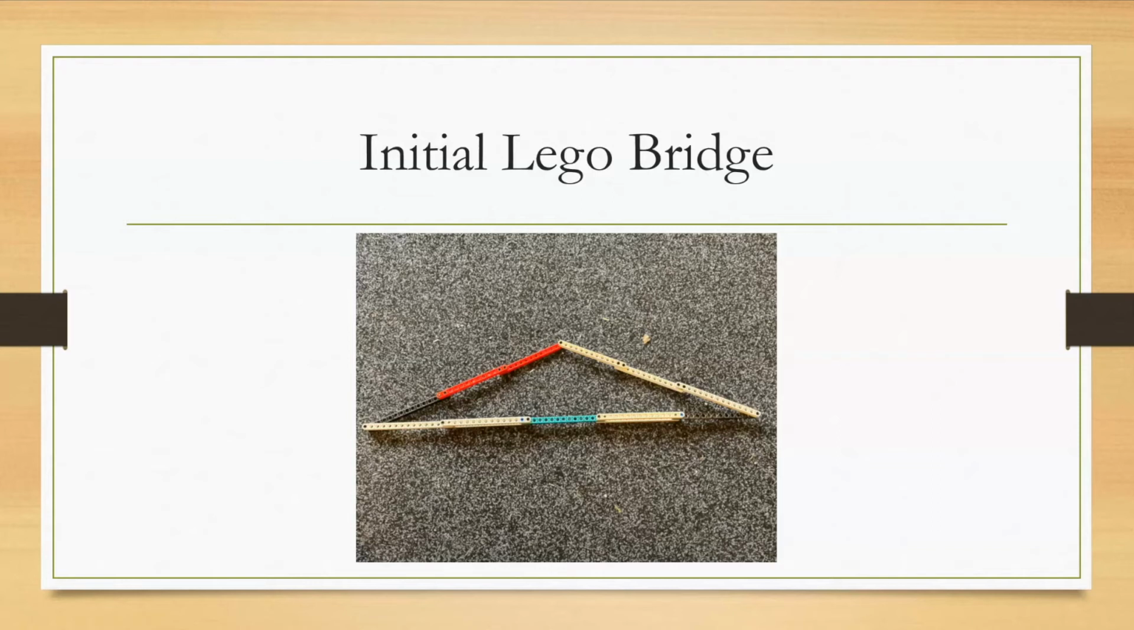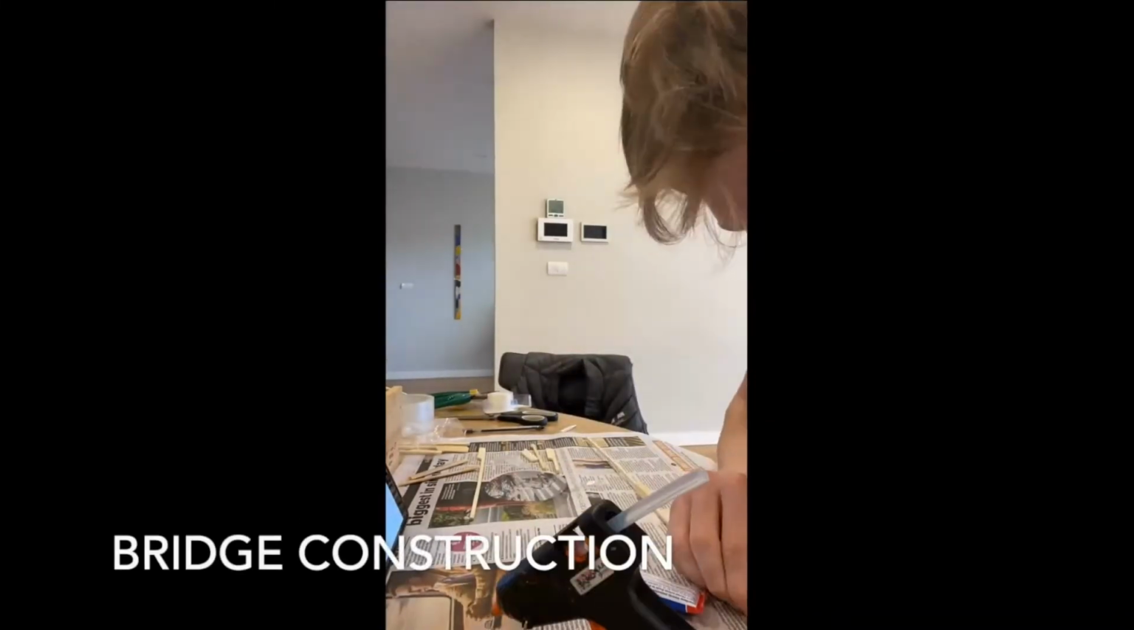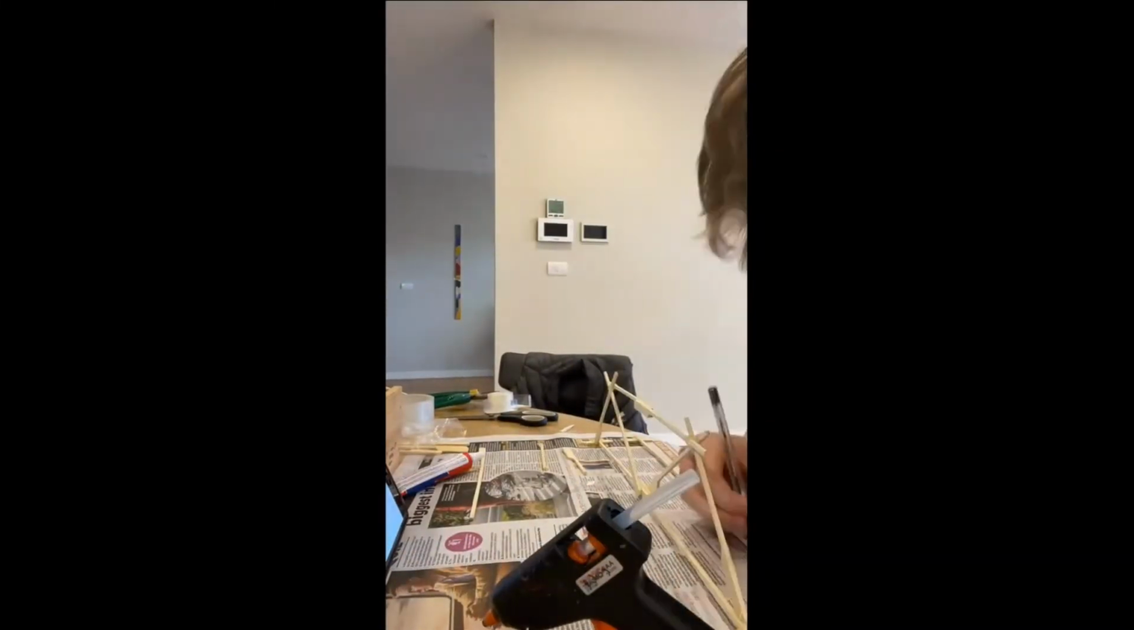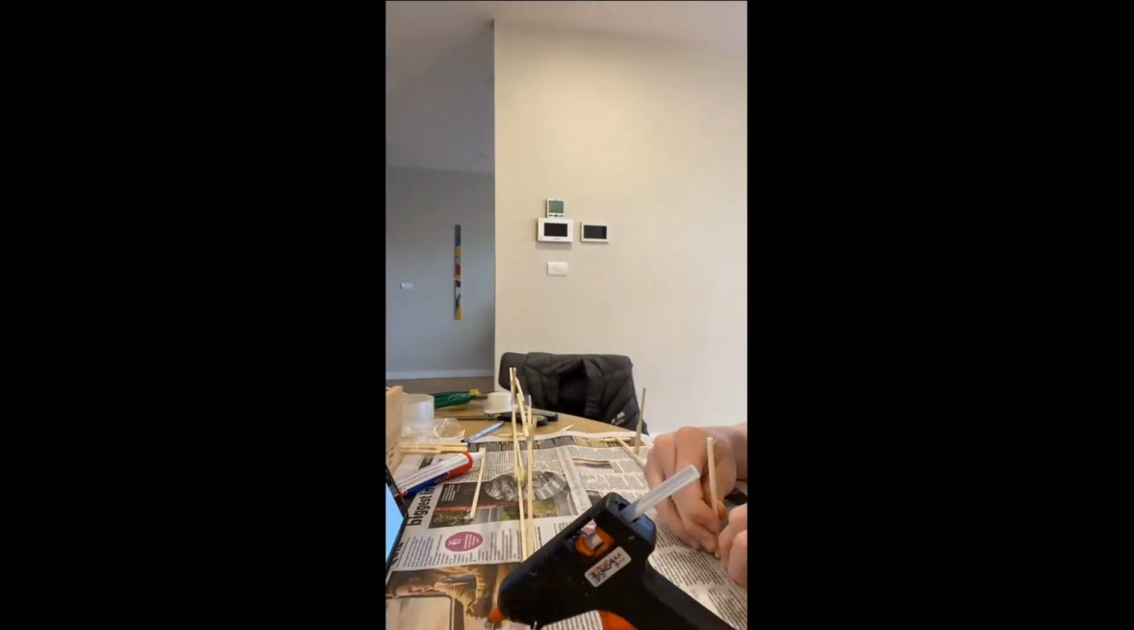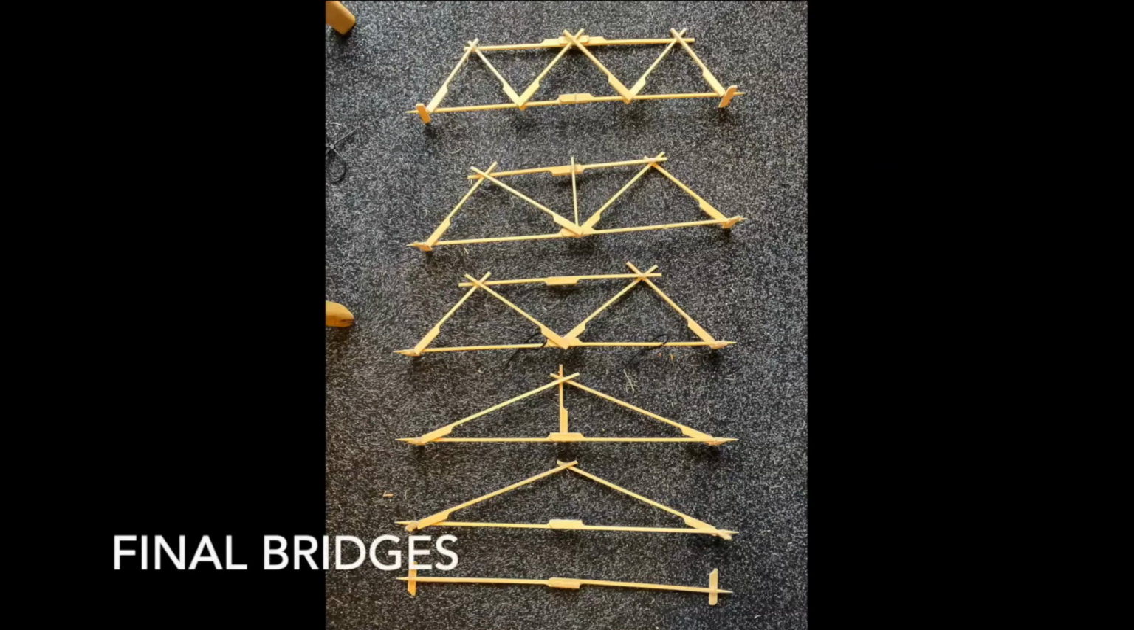So instead, we went with constructing the bridges out of skewers and hot glue. Since they weren't overly strong, we could break them with weights that we could find available around the house. This is a quick time-lapse of construction of the bridge using skewers and hot glue, and we ended up with some final designs of the trusses.